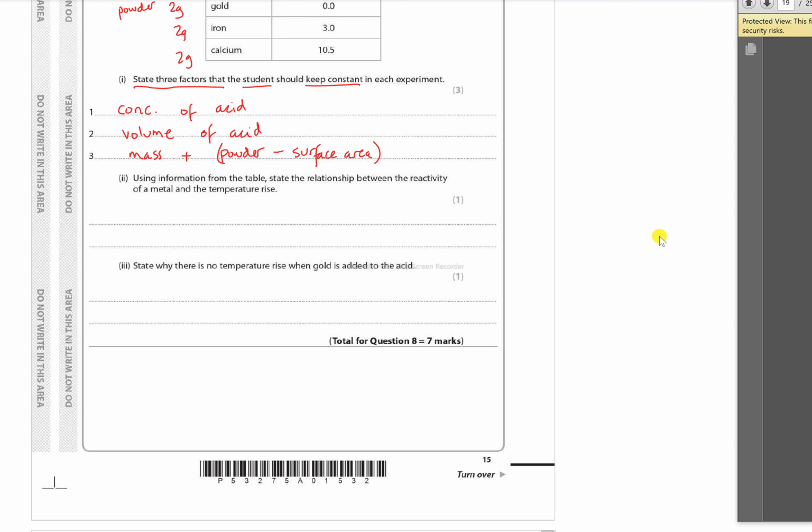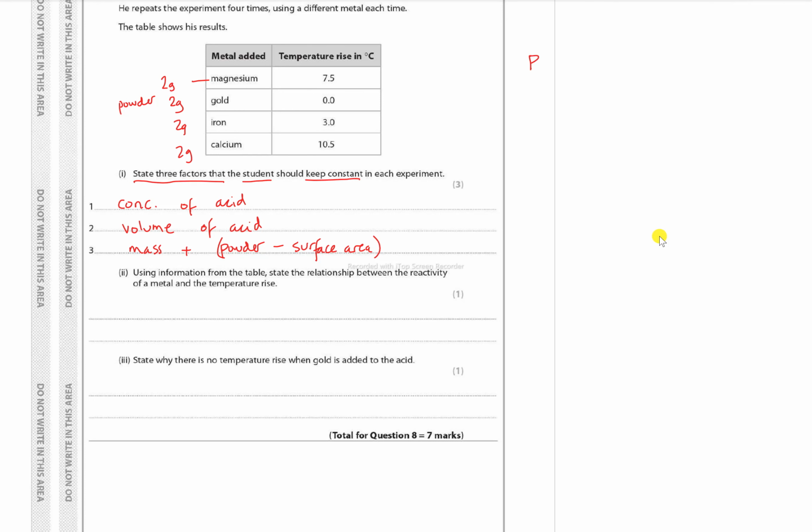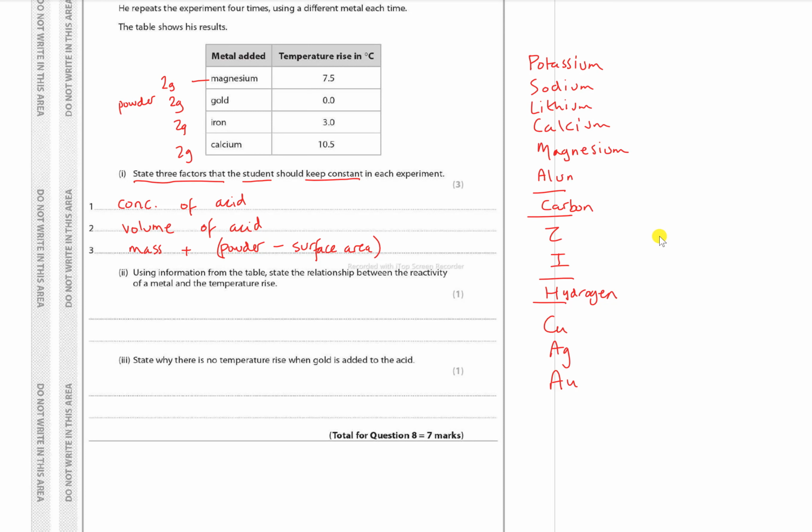So we know the reactivity series. What is it? Please stop losing careless marks always. And then we put carbon and hydrogen. These are non-metals. They're just reference points. And then you've got zinc and iron, and then you've got copper, silver, gold. That's potassium, that is sodium, that is lithium, that is calcium, that is magnesium, this is aluminium, zinc and iron.